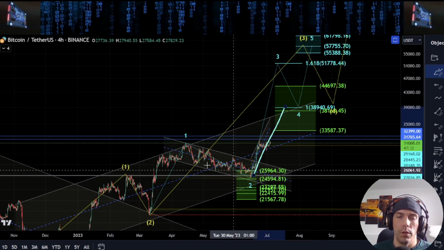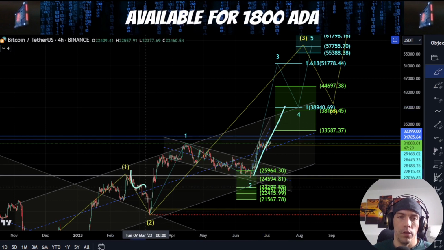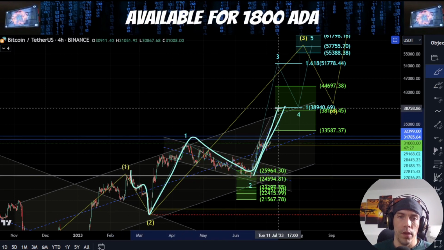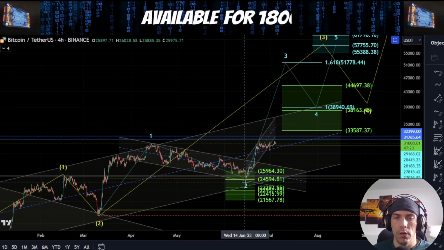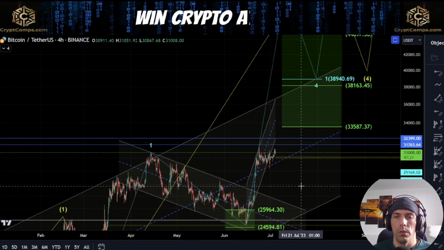So we need to just be careful of that idea that this isn't just a connector wave here and we have ABC, and then we could still look for that continuation down. But as long as we hold that 24,800 level, we can look for this potential.